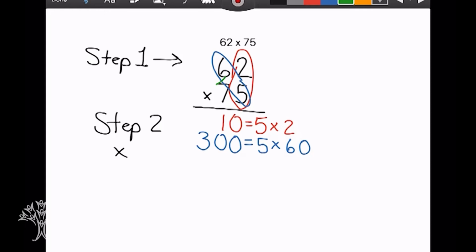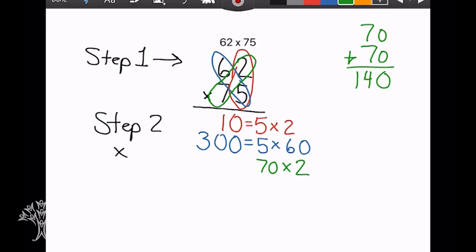I'm hoping that you're saying, hey, I need to go over this way. I need to go 70 times 2. I can think about that like this if I need to real quick. 140.